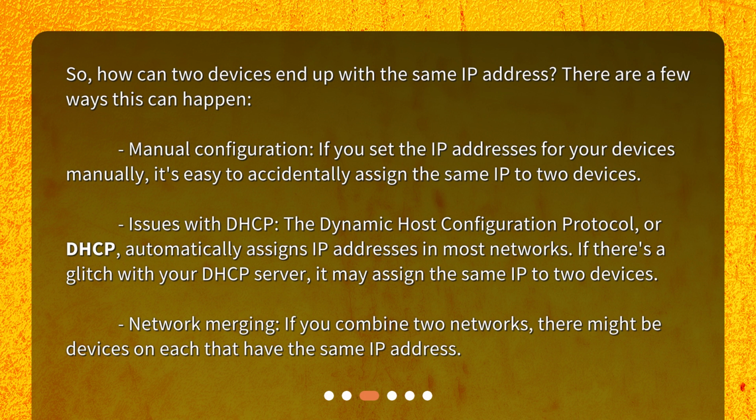The Dynamic Host Configuration Protocol, or DHCP, automatically assigns IP addresses in most networks. If there's a glitch with your DHCP server, it may assign the same IP to two devices. Network merging. If you combine two networks, there might be devices on each that have the same IP address.